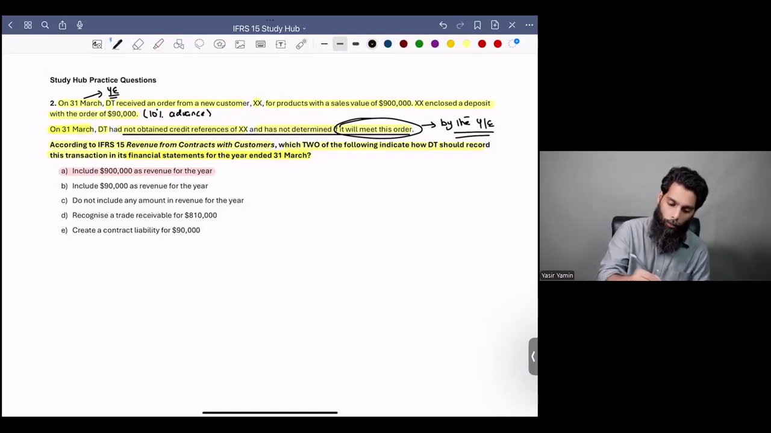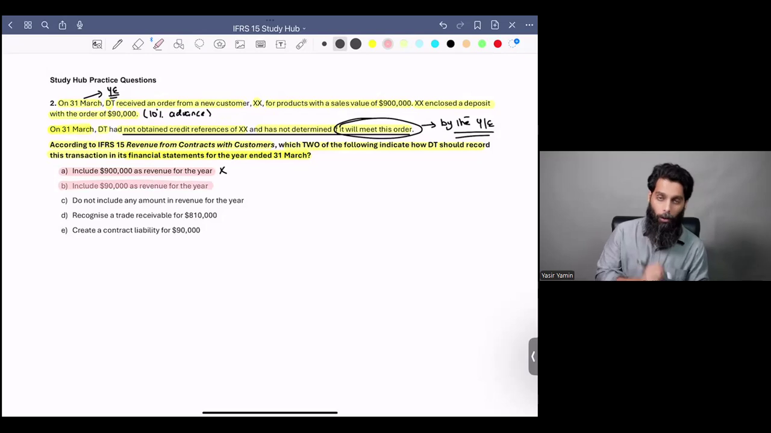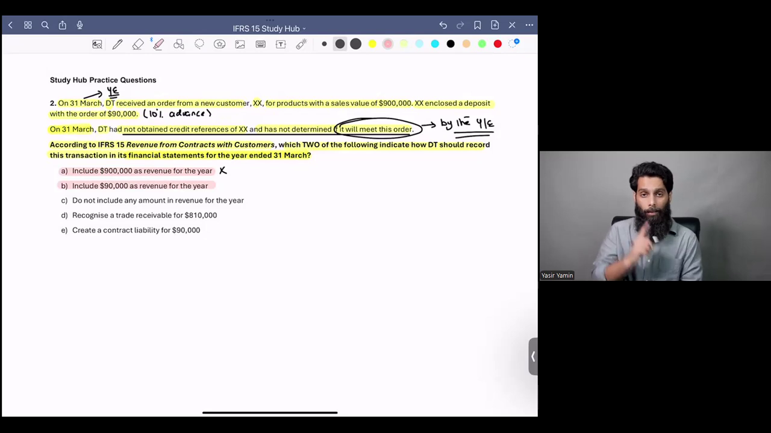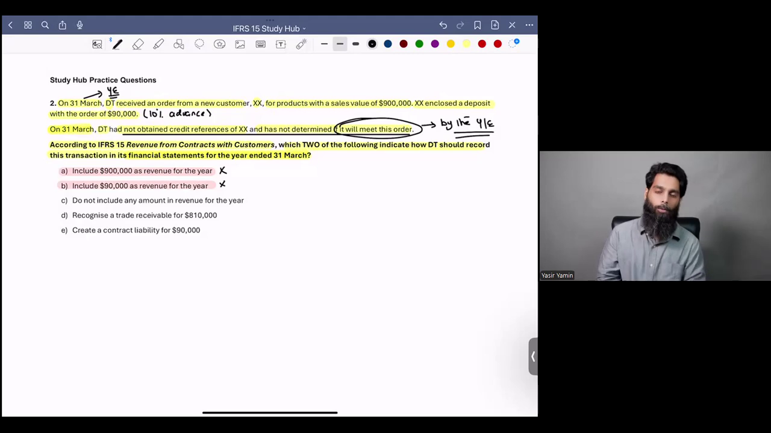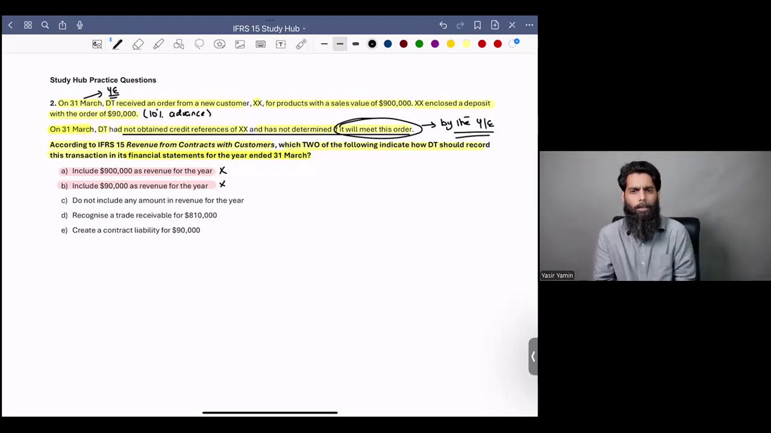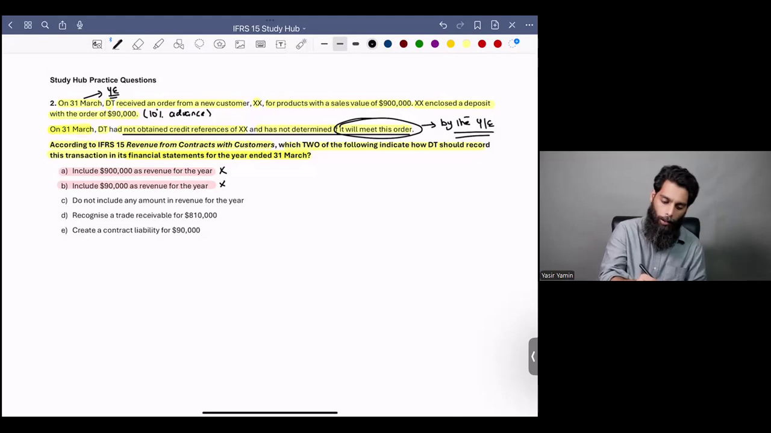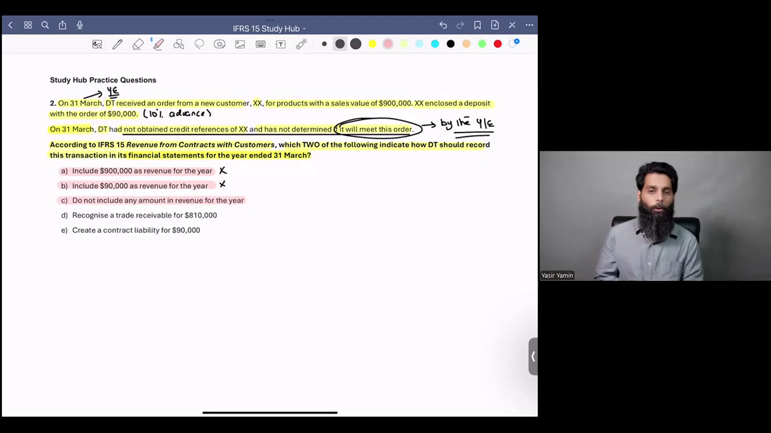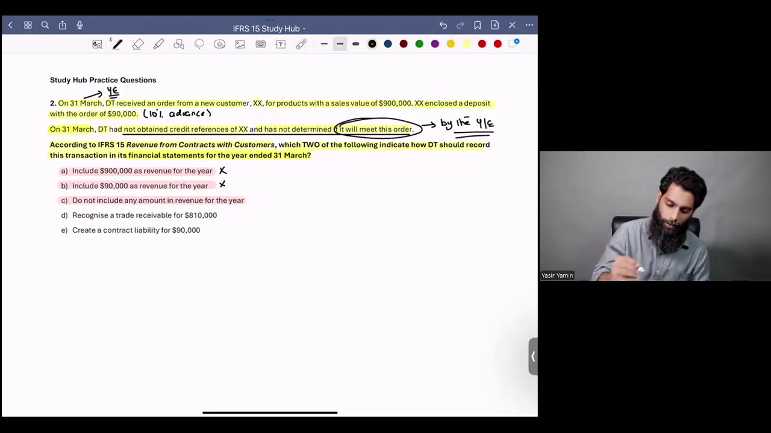So this means no. Can I include $90,000 as revenue for the year? No. Revenue recognition is related not with money. Revenue recognition is related to the satisfaction of performance obligation. This is not the answer as well. Make sense? This is the advance amount. You are right. Then it says that do not include any amount of revenue for the year. Maybe because you have not satisfied any performance obligation yet. You guys are correct. Very good.